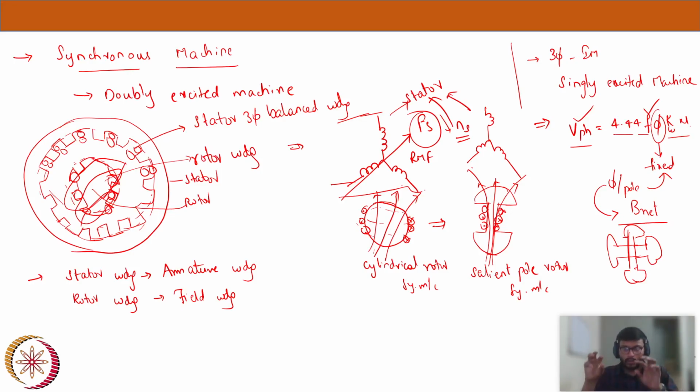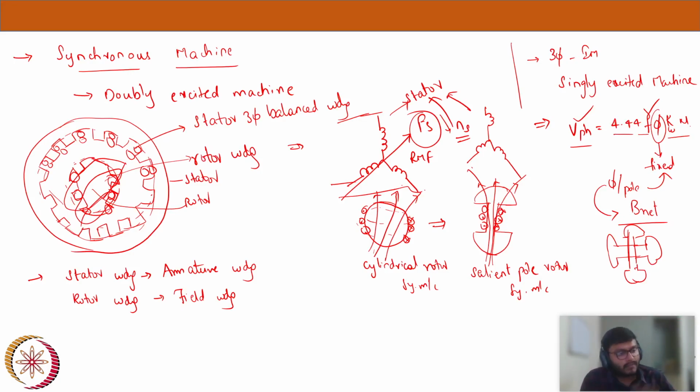Both the rotor magnetic field and the stator magnetic field should have the same speed, NS. The mechanical speed of the rotor might be less, that is NR, based on the slip, but the fields of those two should be the same. So that's what we discussed in the last few weeks about the induction machine.